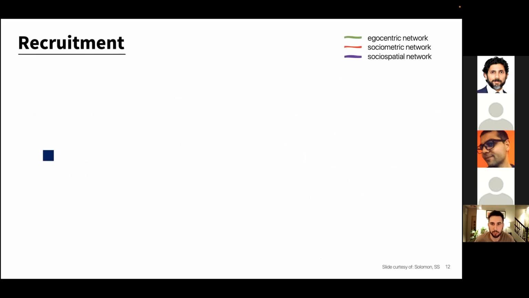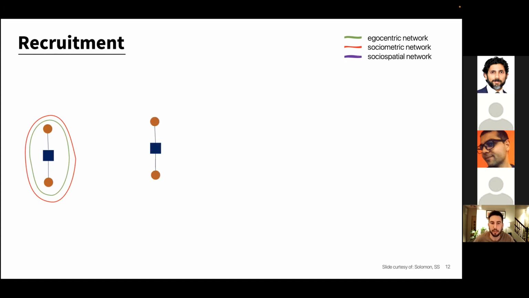This is a slide that was provided by Sunil. And what we did is we start with an index participant shown here as a blue square, and we asked them to name and recruit their injection partners. In our study, we had 10 index participants. So this cartoon represents that index participant's egocentric network. We then asked the recruits, the orange circles, to do the same. And in this example, they don't have any other injection partners. So this also represents the complete sociometric network for this index.